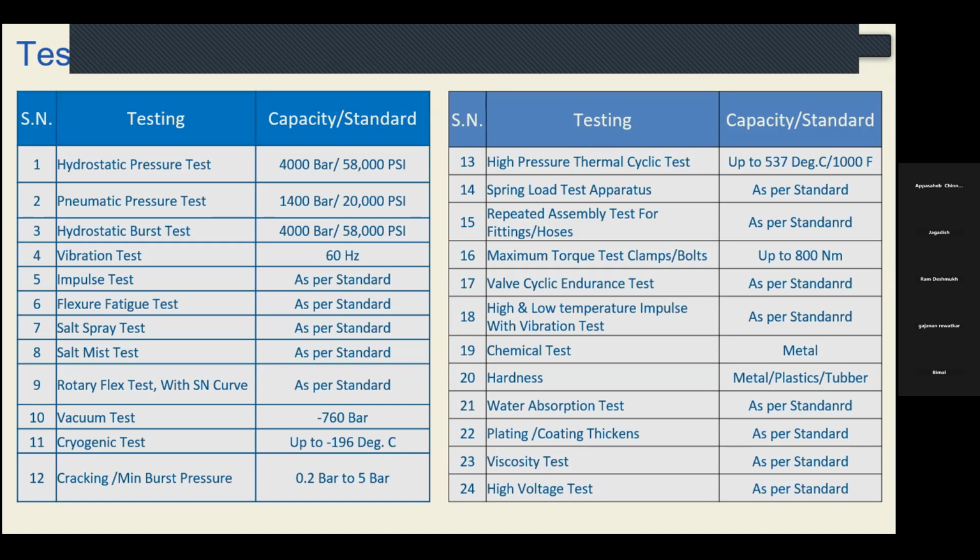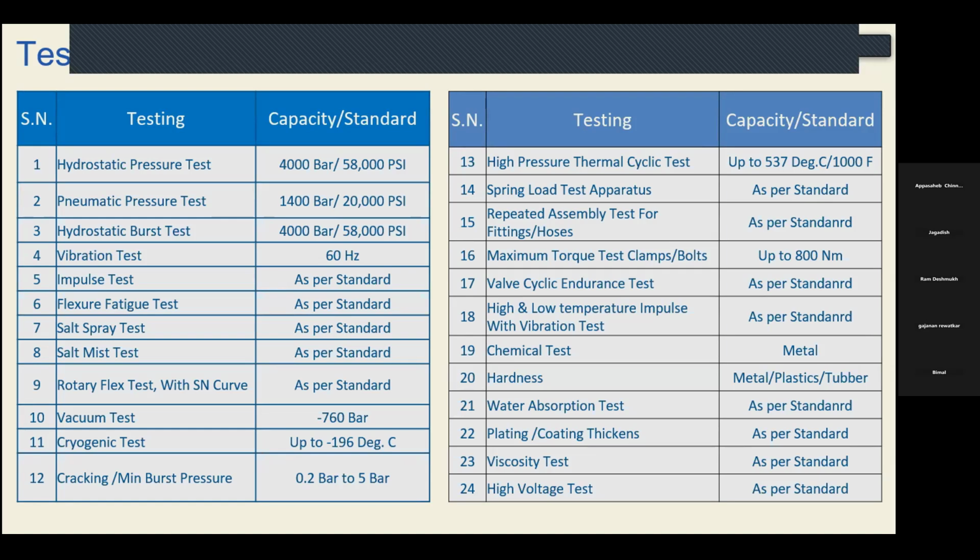We have multiple test benches through which we can prove the reliability of the test equipment as well. There is pneumatic proof testing, and in pneumatic proof testing we have the capacity up to 20,000 psi, where you can use nitrogen as a media or maybe air as a media. We can even blend different media together to do this testing as well.